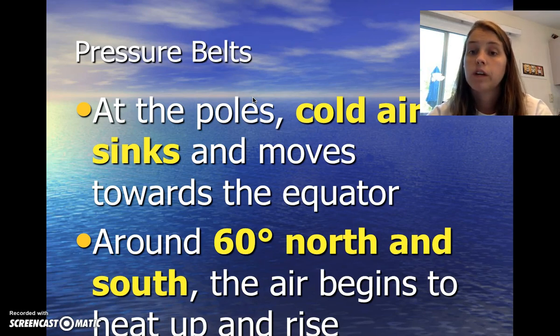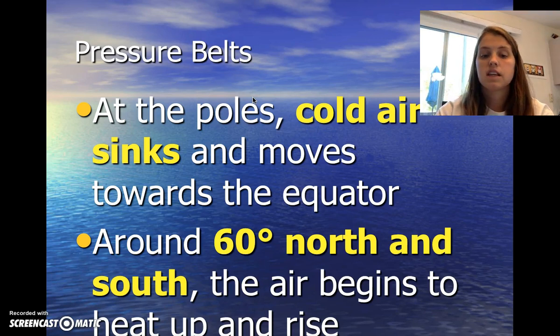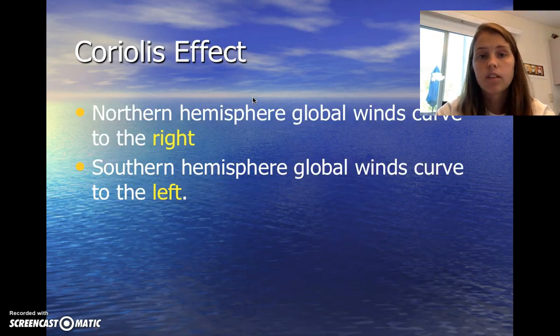So we know that cold air sinks, so it's going to be below the warm air, and it's going to move the only way it can, which is towards the equator. Around 60 degrees north and south, the air begins to heat up and rise. And that's where we get our Coriolis effect.